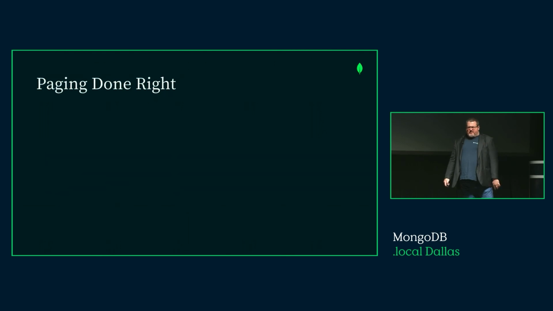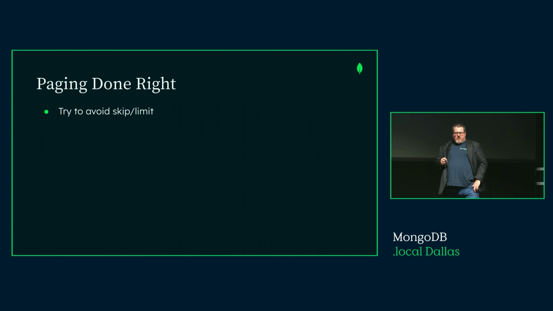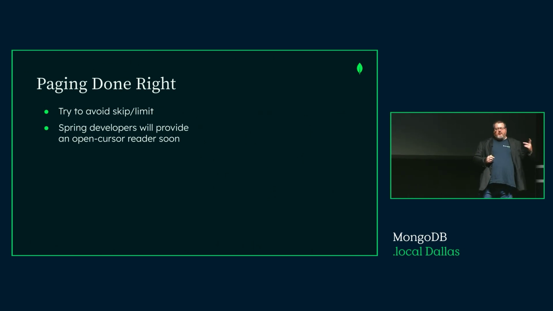For now, it's doing skip limits. So how do we fix this paging problem? Number one, we avoid skip limits whenever possible. Number two, Spring developers are working on the solution to provide cursors inside of Spring Data.